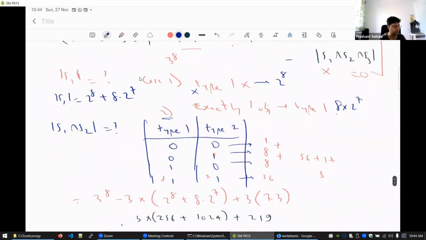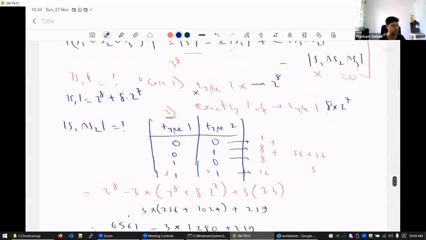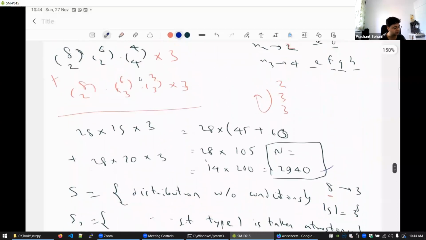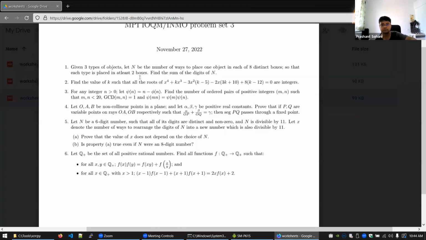I hope that with this example it is clear how you can do the same problem by making explicit cases like this, or doing it the way that we did below. Depending on the complexity of the problem, you can choose which approach is feasible. Okay, this was question 1. Then question 2.